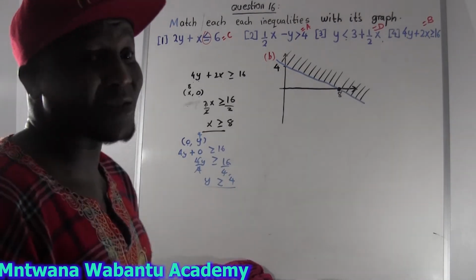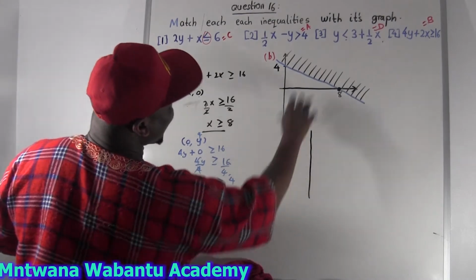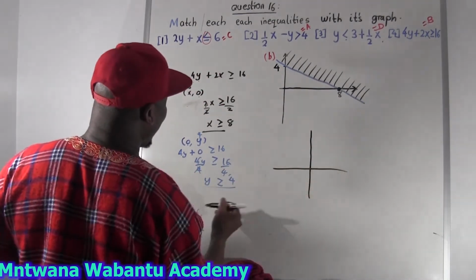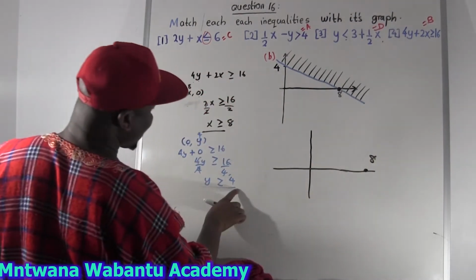Now I'm trying to go fast because you know the whole story. So now let's draw the graph. We assume we don't know anything, but we know this is going to be the final answer: x equals 8 and y equals 4.